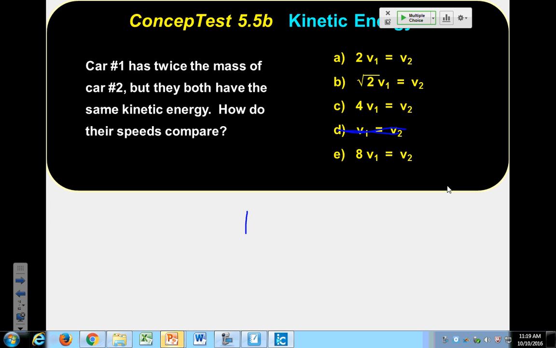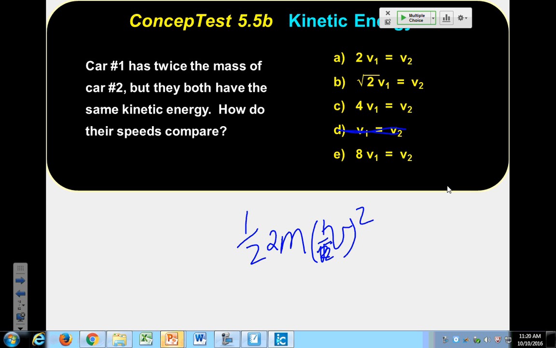Well, I know that 1/2 mv squared is my equation for kinetic energy, and they both have the same kinetic energy. So if I have 2 here, then that means I'm going to have 1 over root 2, rather, here for V.